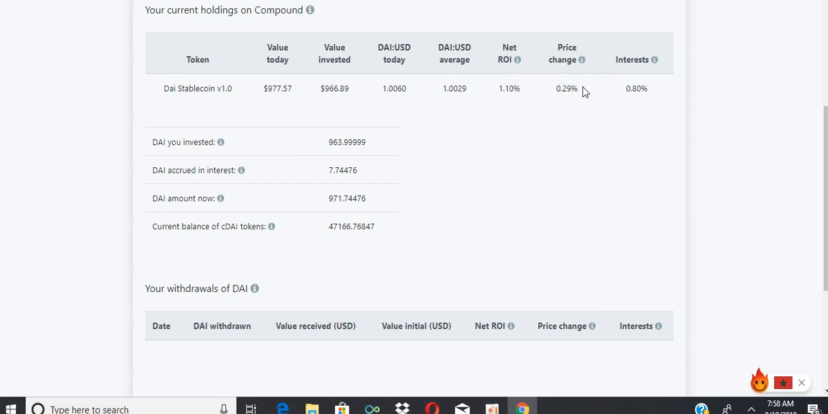But you also have the interest accrued on your investment. And this is the return directly attributable to Compound, and that is 0.8%. So that gives you an overall net return of 1.10%.